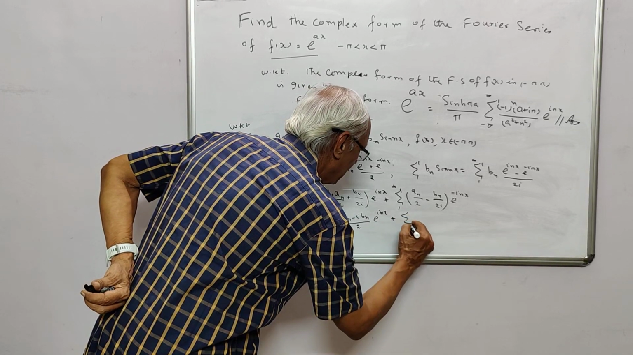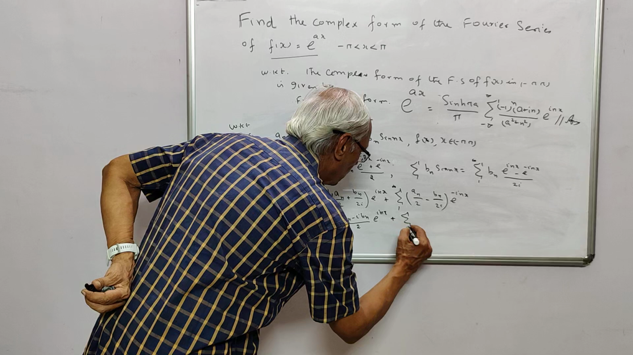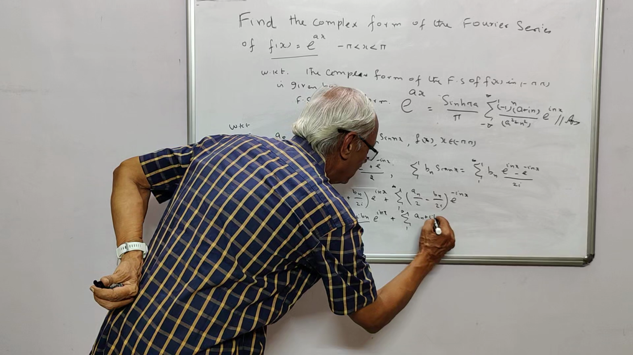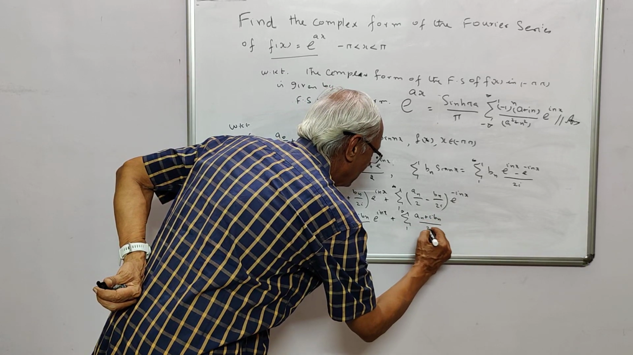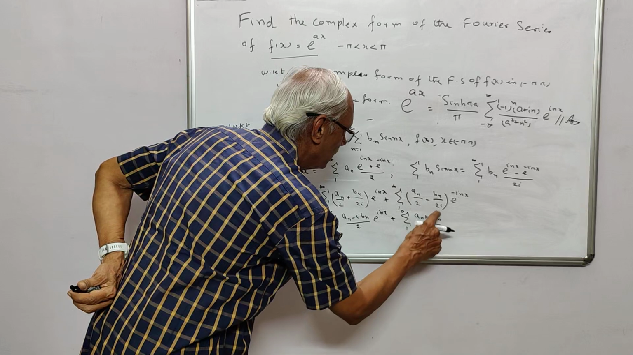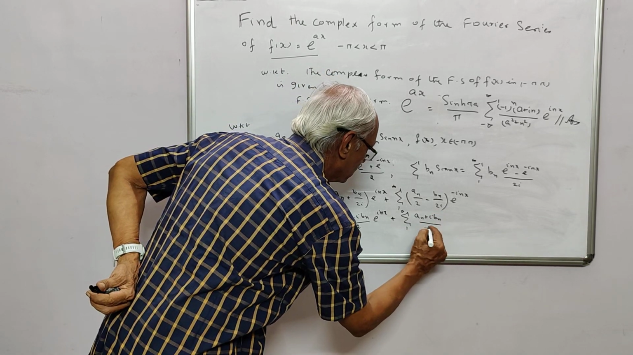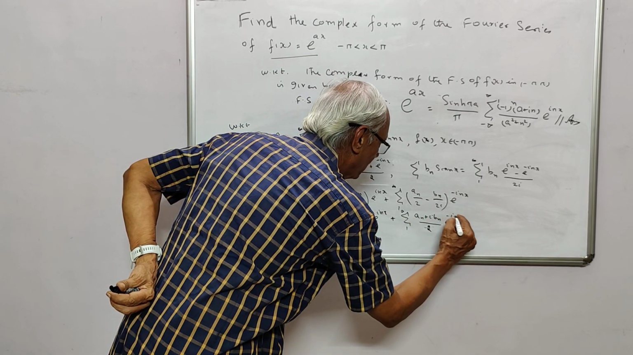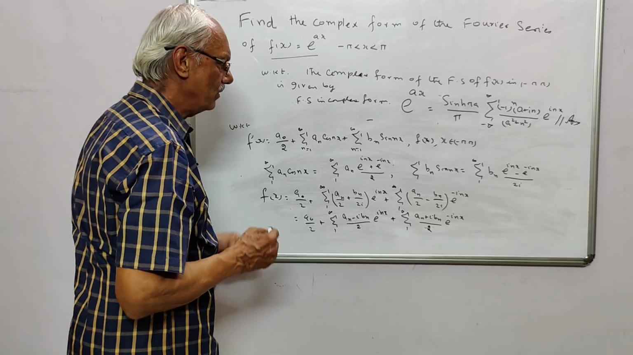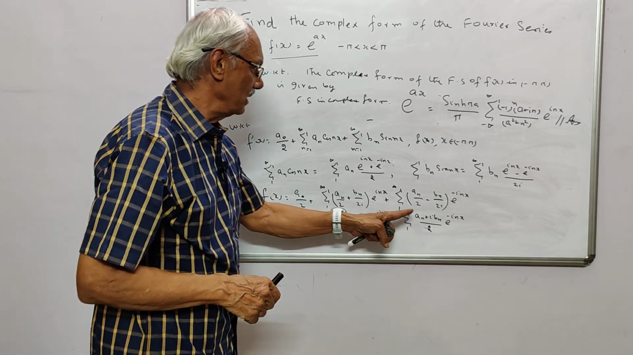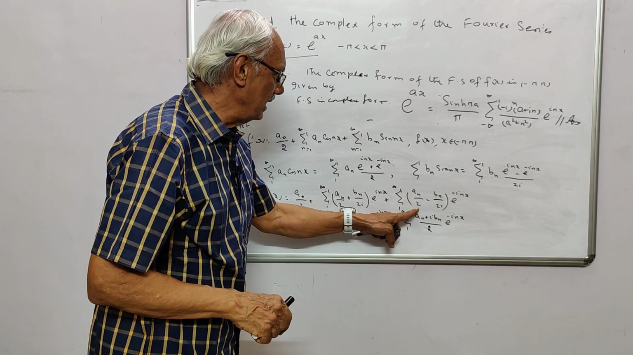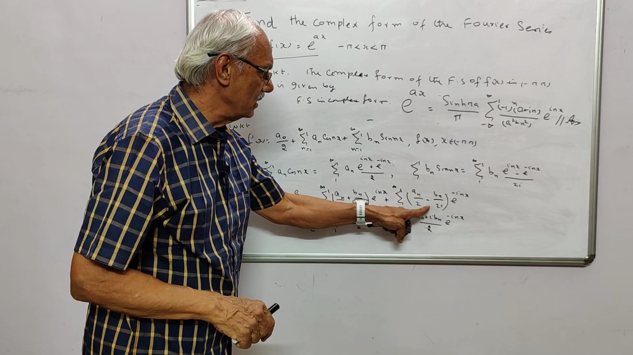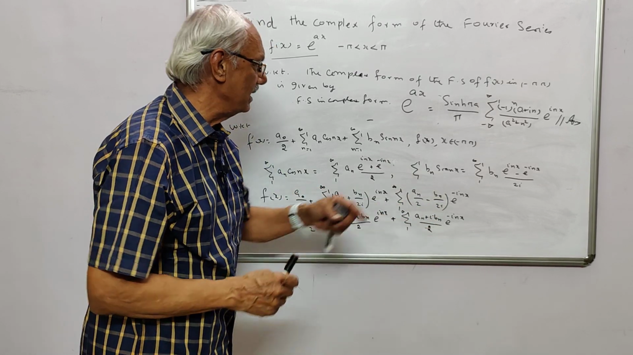Plus, here the same thing I will do: it is 1 to infinity of an plus ibn divided by 2, into e to the power of minus inx. Here also, if you multiply, it is 2 only. So I have not done anything except taking this to be an by 2, multiplying this by i and this also by i. So it will be i squared, it will be plus. So I am getting this.